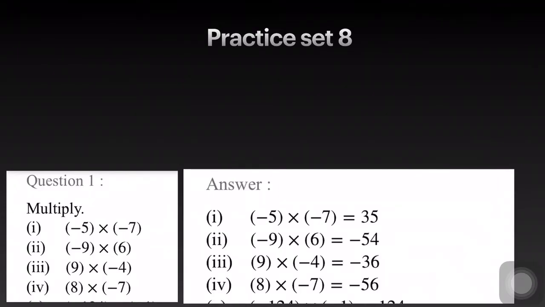Now 8 sevens are 56, but here again a positive number multiplied by a negative number, so -56. Now students, the remaining sums, I hope you all understood. The remaining sums you are going to solve in your notebook, as well as you are going to solve these sums also.